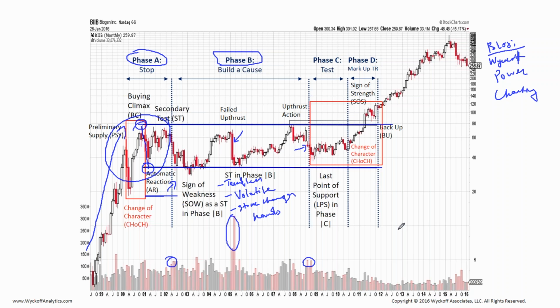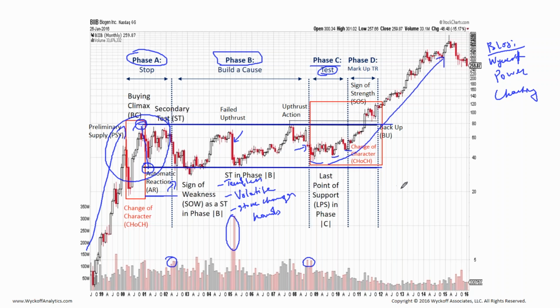Phase C is what we call the final testing stage. And phase C is where you have a change of character. You have lows being put in that are not going to be taken out, or the lowest lows of the trading range, or the low in an uptrend is being formed. That low will not be taken out again as the stock begins to slowly, imperceptibly begin its long-term uptrend.